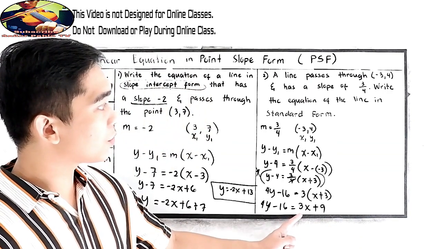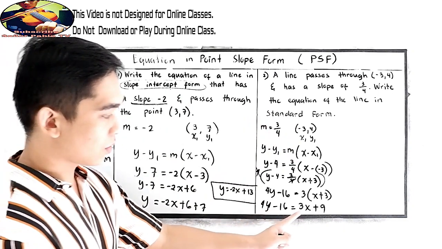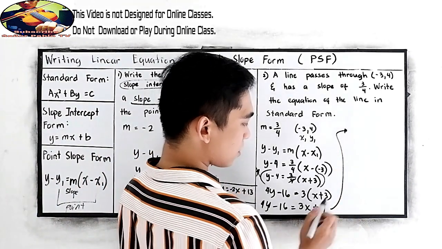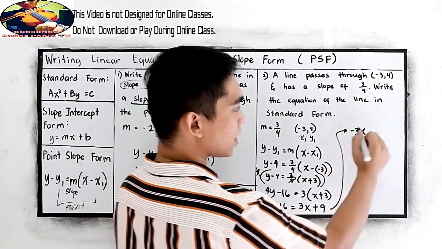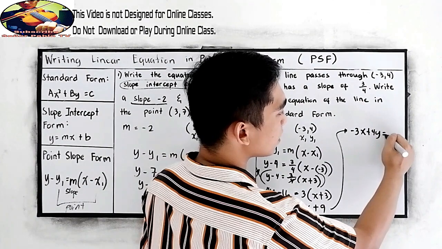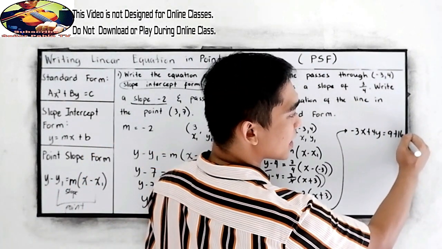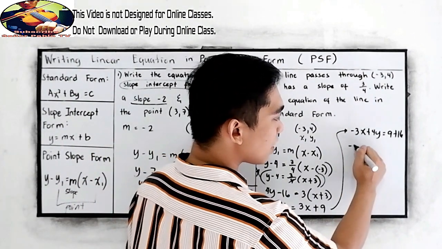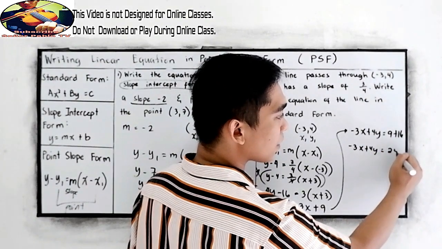We need to write into standard form. So we need to move our 3x. This will become negative 3x, copy positive 4y is equal to 9. We need to move on the right, it will become positive 16. Addition property of equality. Now, negative 3x plus 4y is equal to 25.